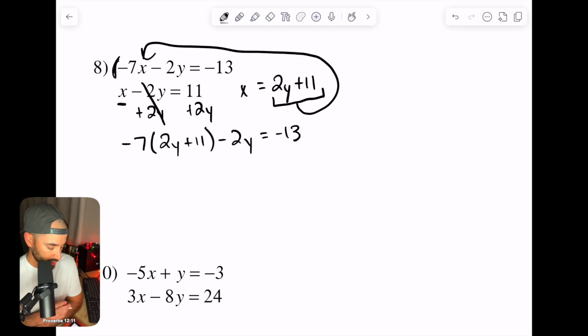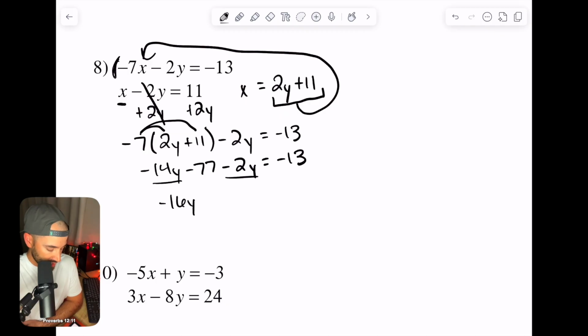So now we are going to distribute our negative 7 to both terms, and that'll leave us with negative 14y minus 77, because negative 7 times 11 is negative 77. And then we'll bring down the rest of the equation. So minus 2y is equal to negative 13. So now we're looking for like terms. So we can combine the negative 14y and the negative 2y to make negative 16y. And then we still have minus 77 is equal to negative 13.